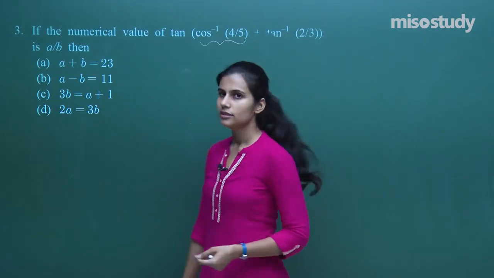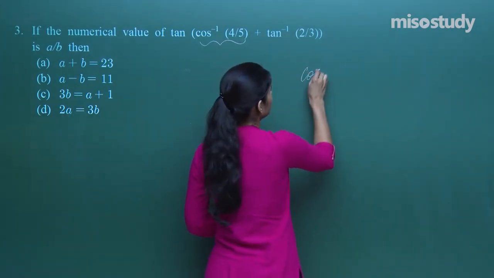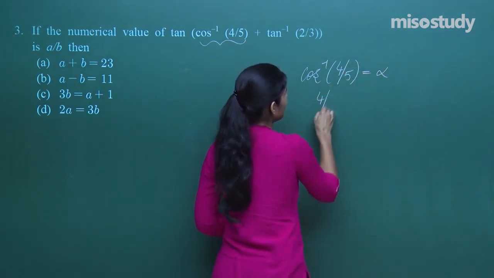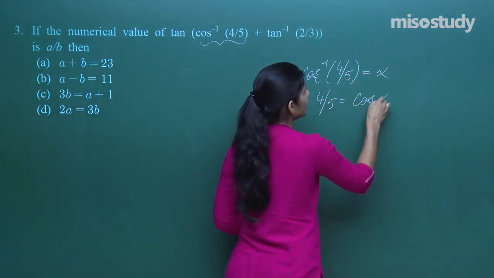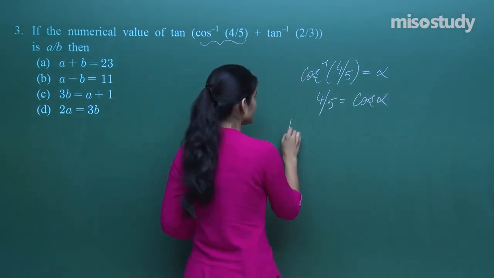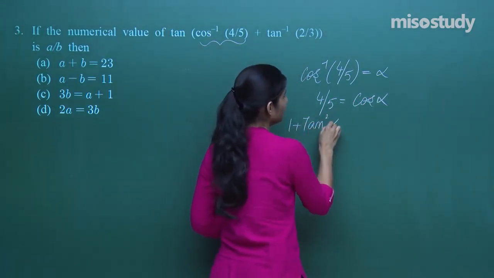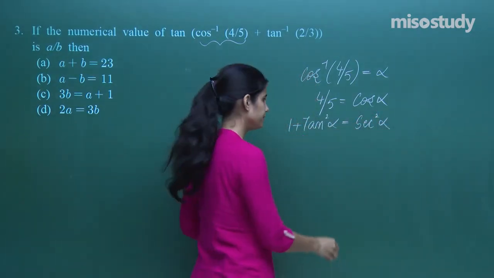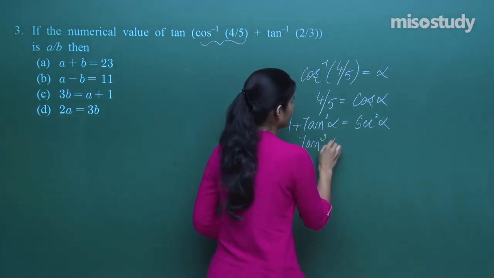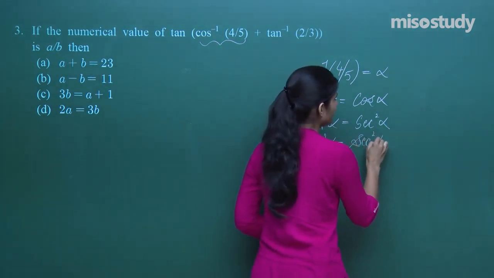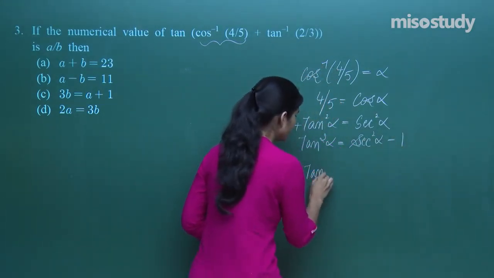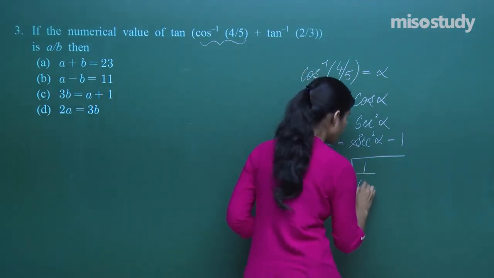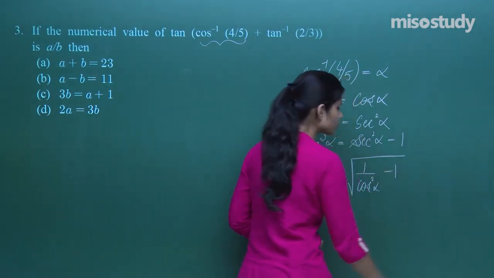Focus over this. Cos inverse 4 by 5. If I take cos inverse 4 by 5 as alpha, very conveniently I can say 4 by 5 is cos alpha. I know that 1 plus tan square alpha is sec square alpha. So tan square alpha is sec square alpha minus 1. Tan alpha is under root sec square alpha minus 1, or 1 upon cos square alpha minus 1.